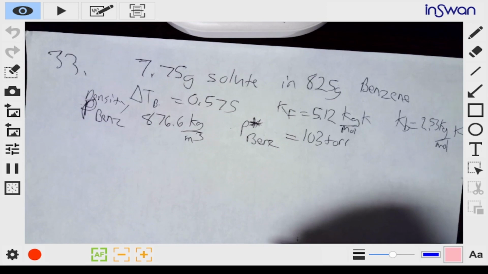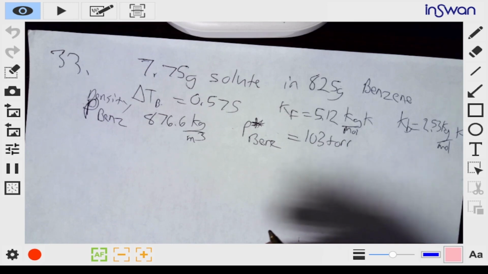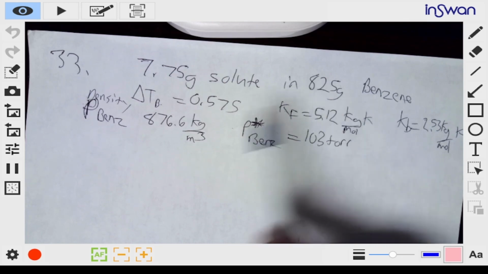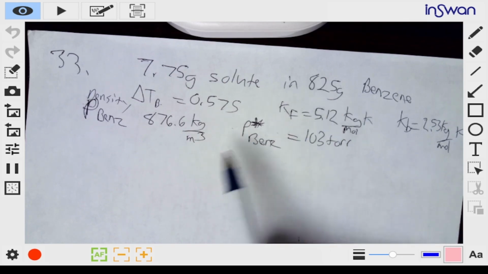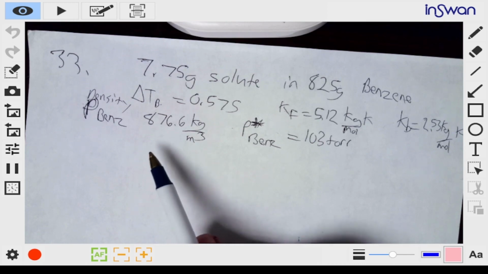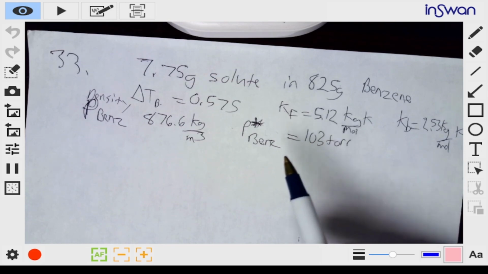We are given all the following information, and we're asked for this last problem, number 33, to find the delta TF of benzene, the osmotic pressure, the ratio of P over P star, and the molar mass of our solute, given the grams of solute, the grams of benzene, the delta T boiling, the freezing point depression and boiling point elevation constants, the density of benzene, and the pure vapor pressure of benzene.